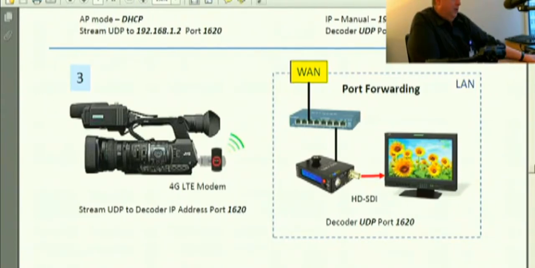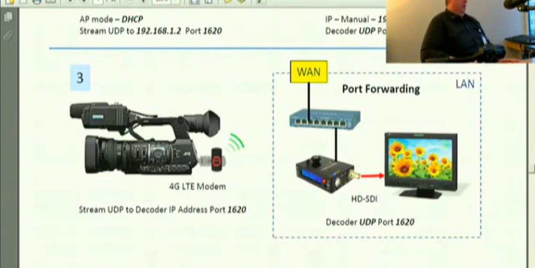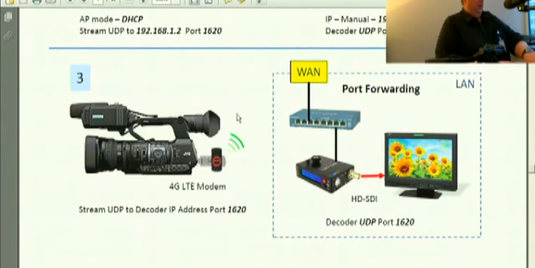Well, here is a good example. We're streaming to the cloud, to the internet. We make an internet connection. Then we need to have the official IP address, which is your WAN address. And then we have a router here, and the router makes a port forwarding up to your decoder. In this case, for example, a Teratech decoder.